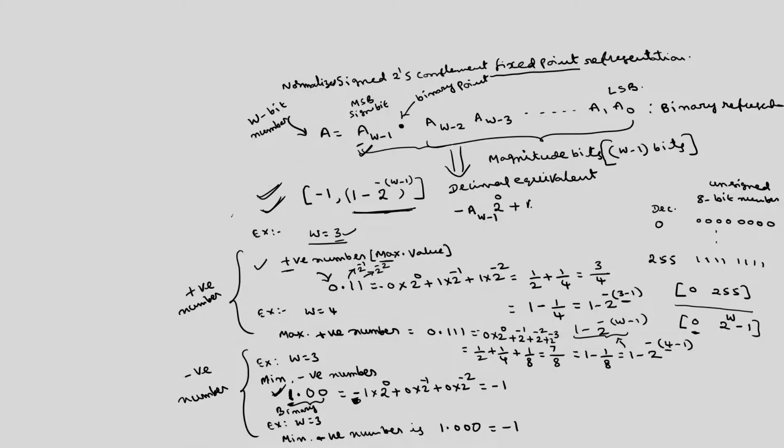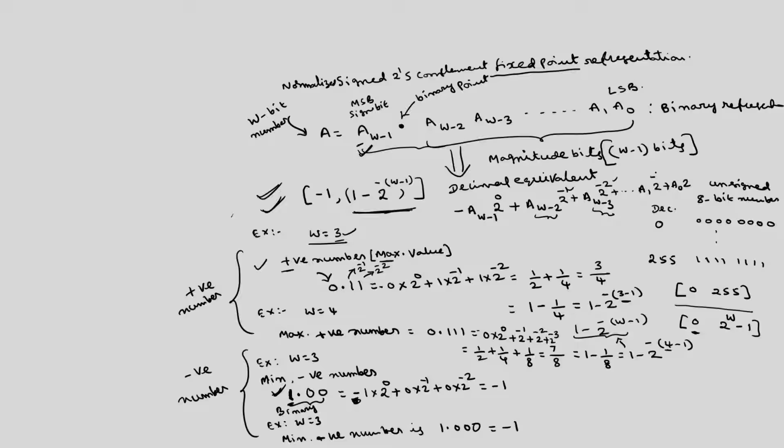Plus what are these weights? A_{W-2} 2^{-1} plus A_{W-3} 2^{-2} plus so on up to A_1 2^{...} plus A_0 2^{...}. What are these? The exponents of this A1 and A0. We can see here that this W minus 3 means here 2, W minus 2 here means here 1.